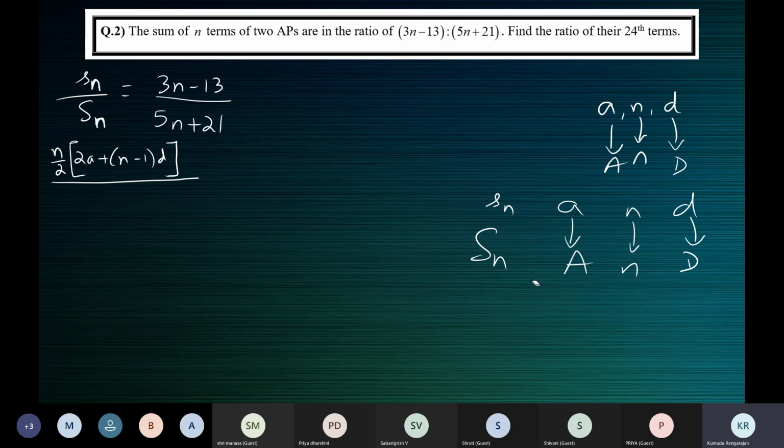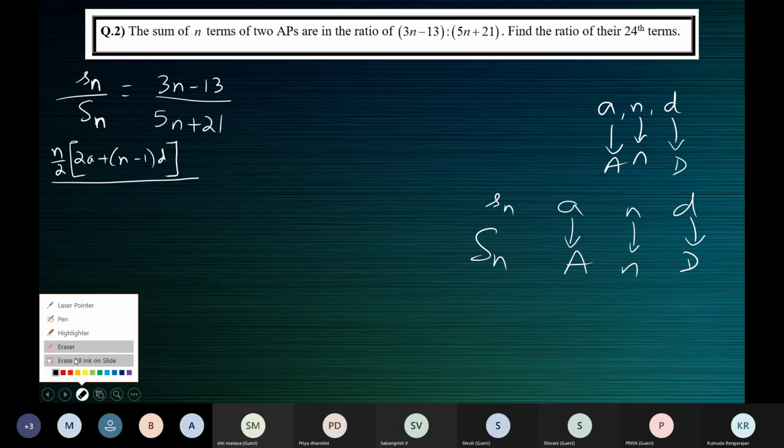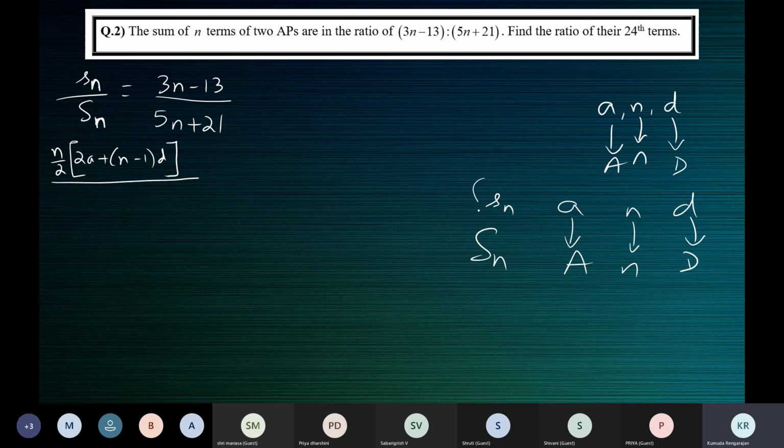Okay, Priyadarshini. Class, maybe you can make a note of this. For Sn, it's like this. Make a note of that. All right, now tell me, class.